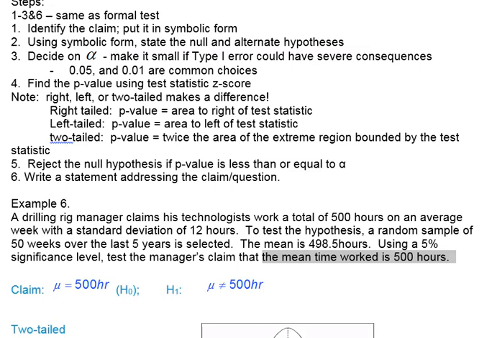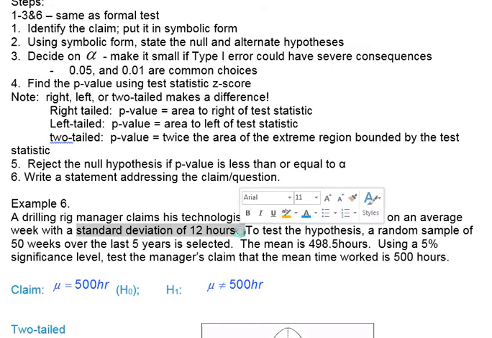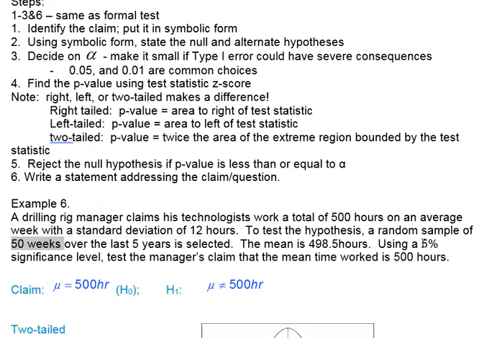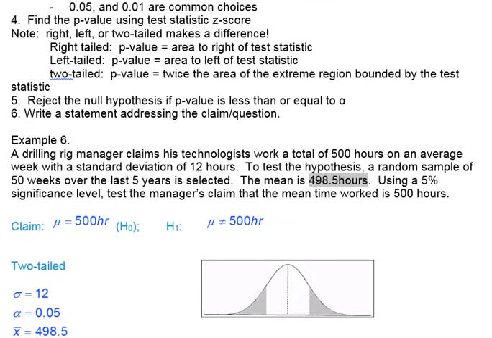If we look at the values that we have in our question, we've got our standard deviation of 12 hours. We've got a sample of 50 weeks. We're using a 5% significance level, and our sample average is 498.5. So that identifies our other variables.